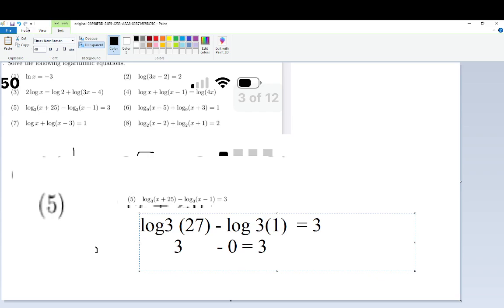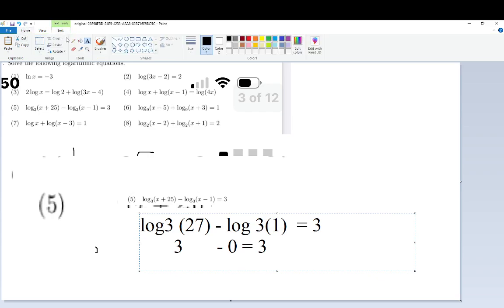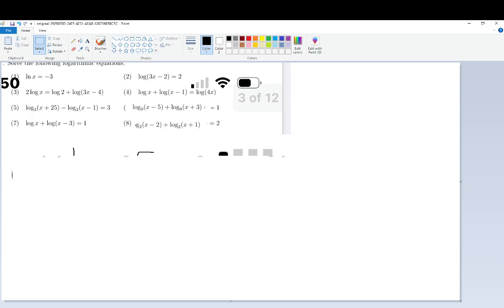I think they're all like that. Yeah, these you multiply. These you multiply. Okay. Well, I think that's all I can do for now.